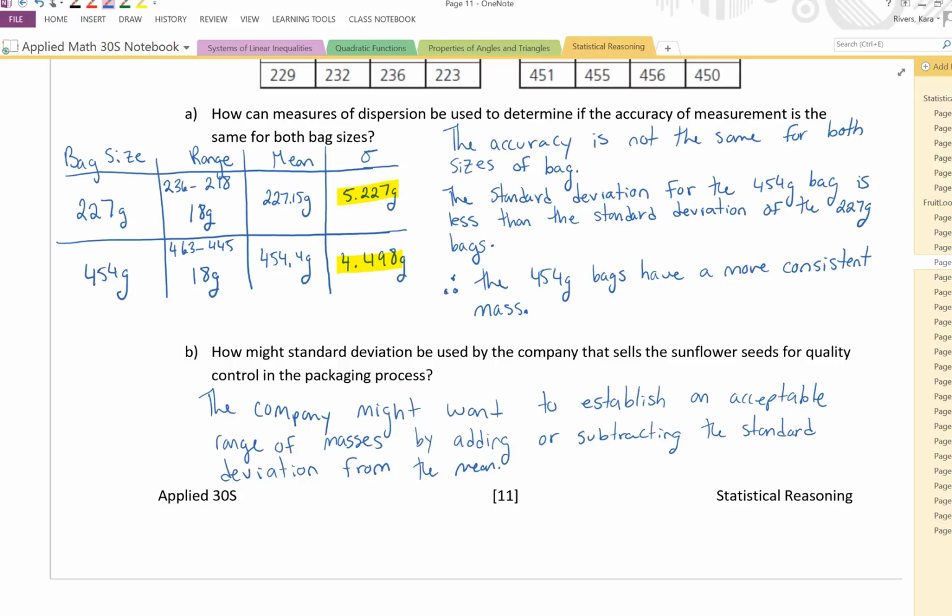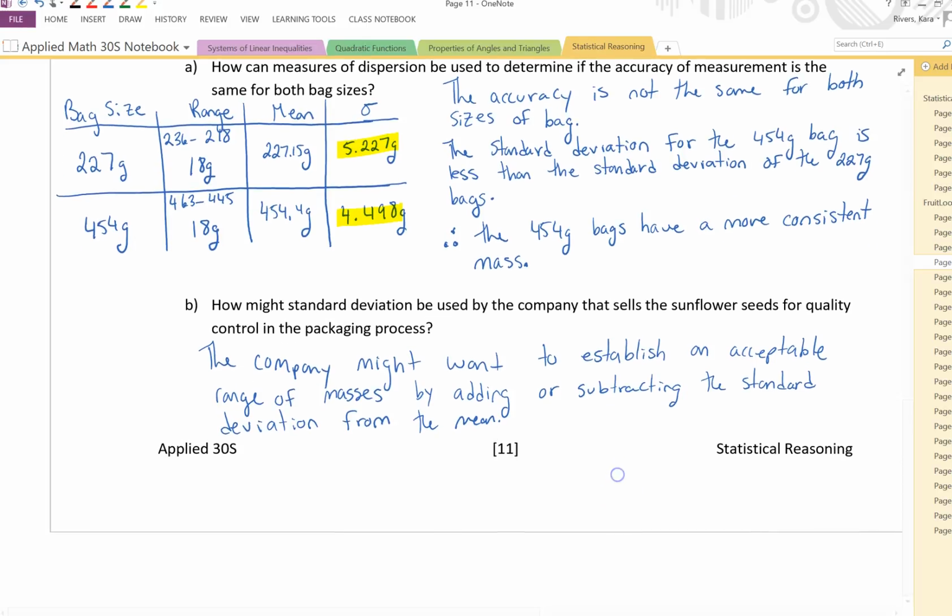The company might also want to establish an acceptable range of masses by adding or subtracting the standard deviation from the mean. So if our mean is 227 grams, which is what you want it to be because that's what it says on the bag, you might say, okay, well, it'll be 227 grams plus or minus 1 gram.